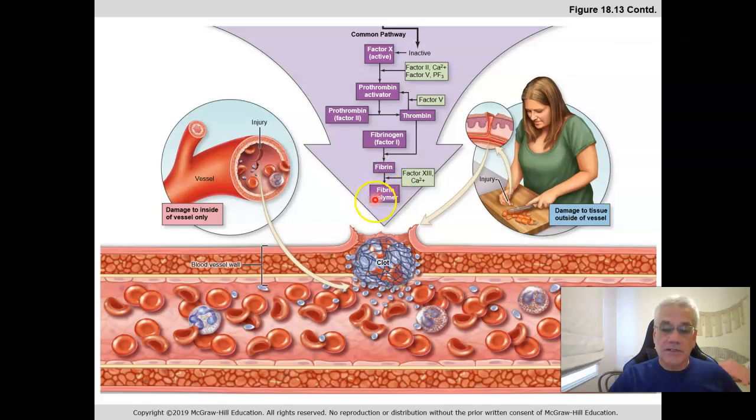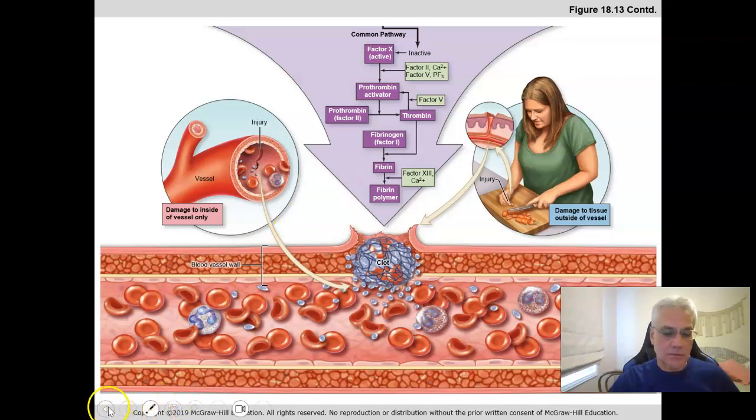One final step is factor 13. Yes, factor 13. Factor 13 stabilizes that mesh, brings it together, condenses it into a nice solid clot, what we would refer to as a clot at that point.